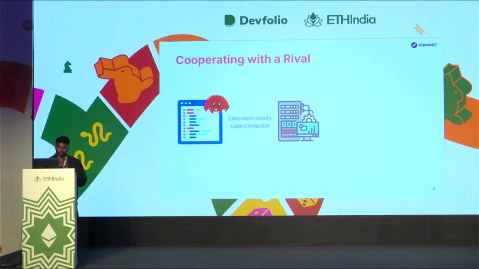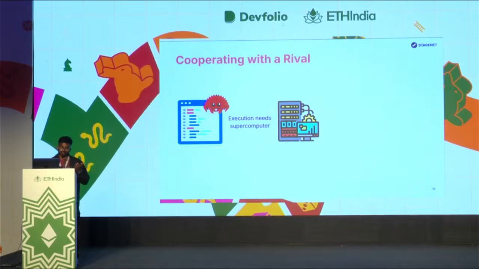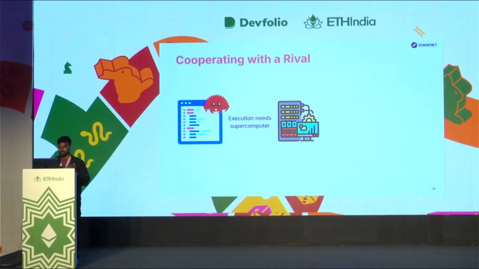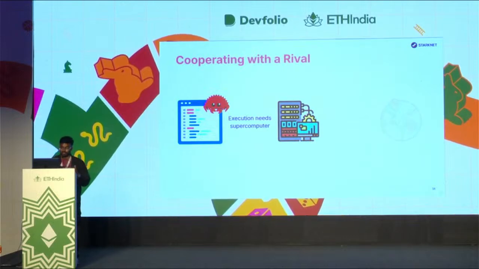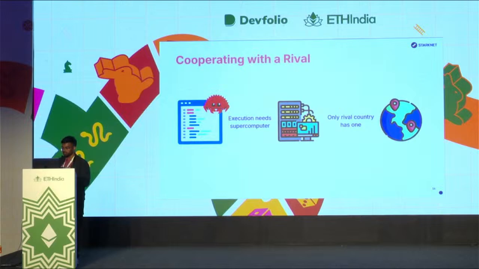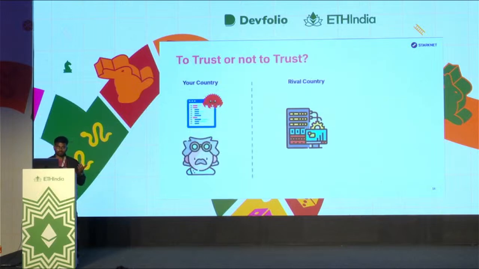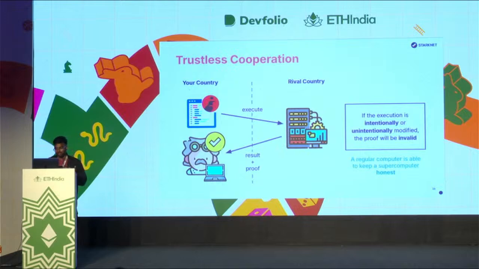Now the current issue is that, for example, in order to run this particular Rust program, we will need a supercomputer. It's just a hypothetical situation here. Say the supercomputer is only available in one country, which is our rival country. I don't think anyone would trust us, right? The proof will be invalid, and a regular computer is also being kept super honest over here.